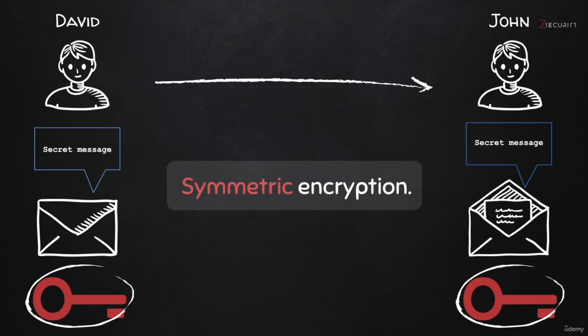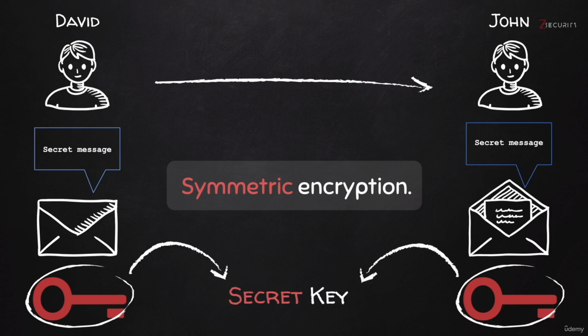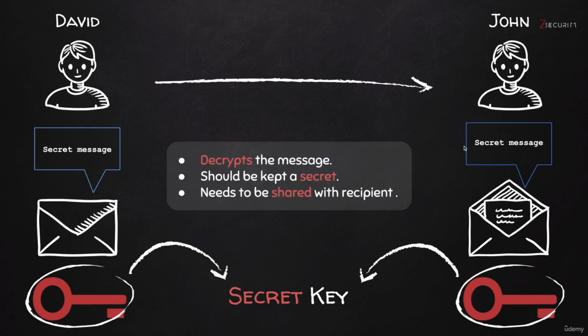Now, you probably guessed it by now. This key needs to be private. That's why it's known as a secret key, because anybody who manages to get his hands on this key will be able to decrypt any message that David sends to John and vice versa. So, based on everything that we said so far, we can see that the secret key can be used to decrypt the messages. Because of that, it should be kept a secret, but David somehow has to share it with John and anyone else David wants to communicate with.